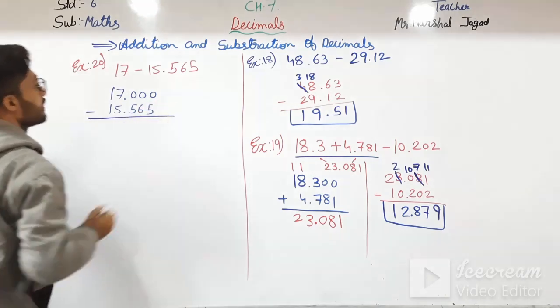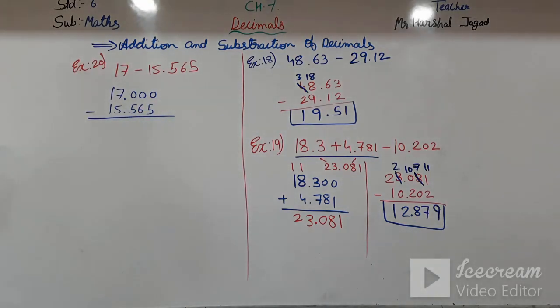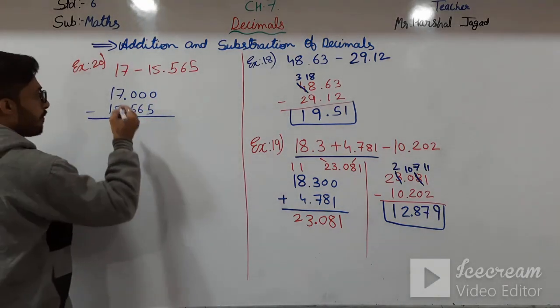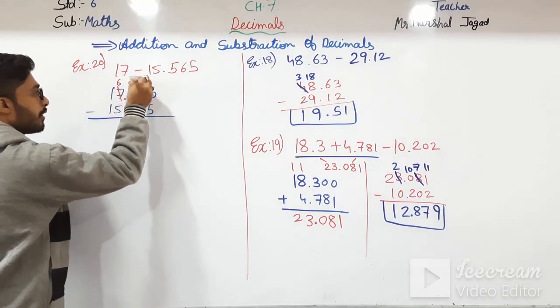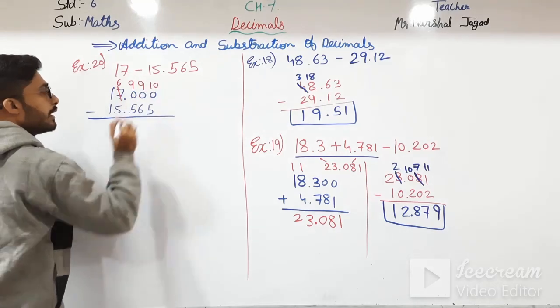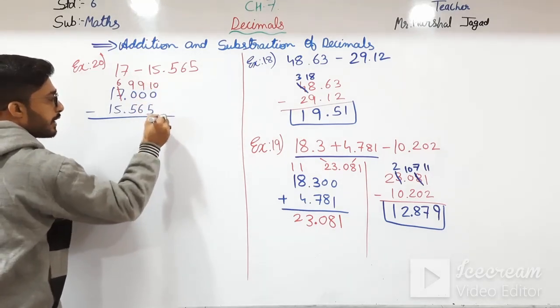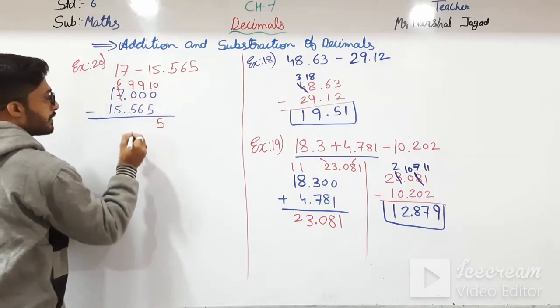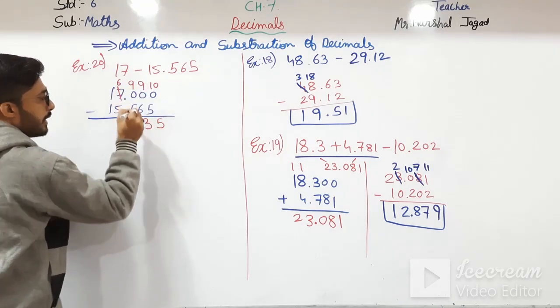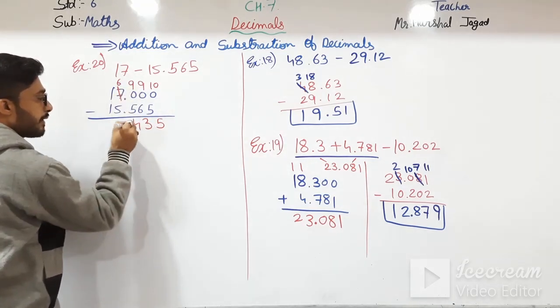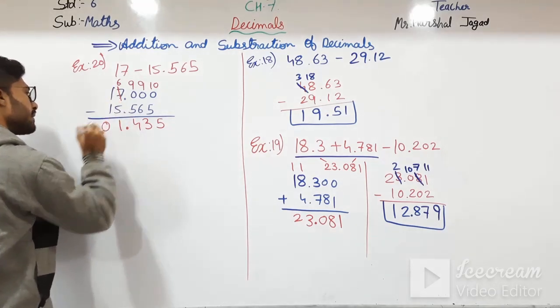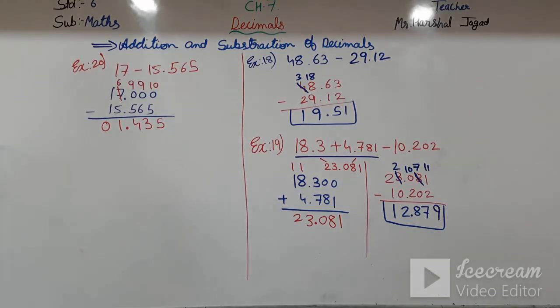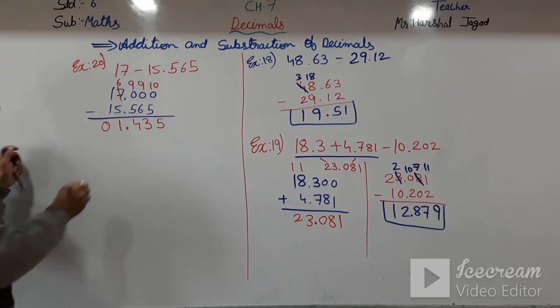Okay. Now doing that, first of all we have to borrow this. So by borrowing, here will be 6, here will be 9, here will also be 9, and here it will be 10. So 10 minus 5, that is 5. 9 minus 6, that is 3. 9 minus 5, that is 4. And here a decimal point. 6 minus 5, that is 1. 1 minus 1, that is 0. Okay. So this is our answer.